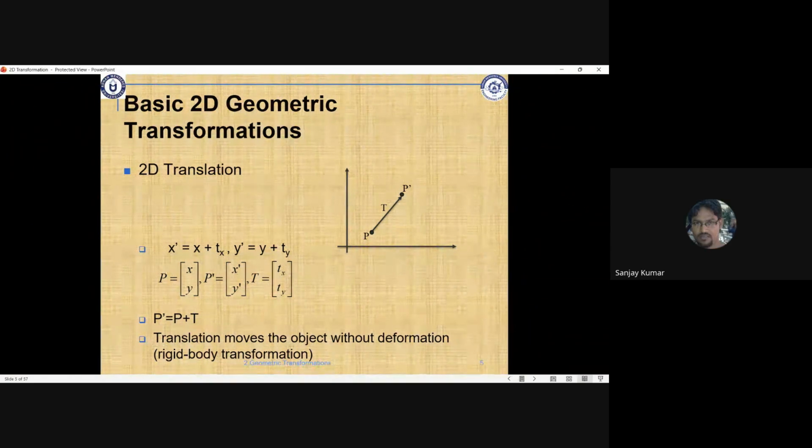Sir, what is the meaning of this T over here? I am not getting it. What is the meaning of T? T, that is in the picture. It is after translation. T stands for translation. That is, P is translated to P dash.